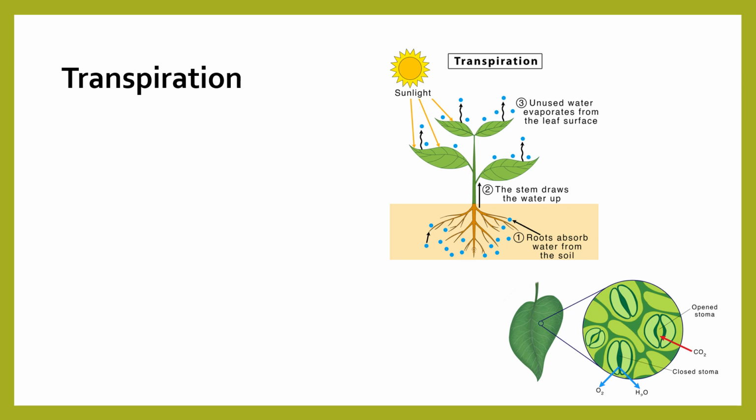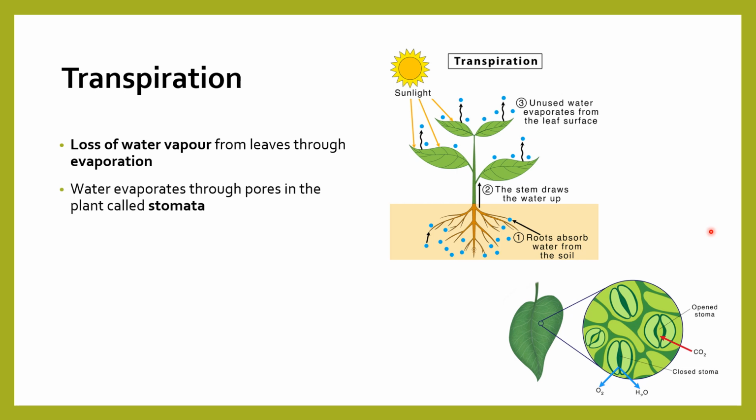Now we have transpiration. So this is the loss of water vapor through leaves via evaporation. So this is liquid water becoming water vapor and evaporating into the environment. The water evaporates through pores in the leaf, as you can see on the right hand side over here.